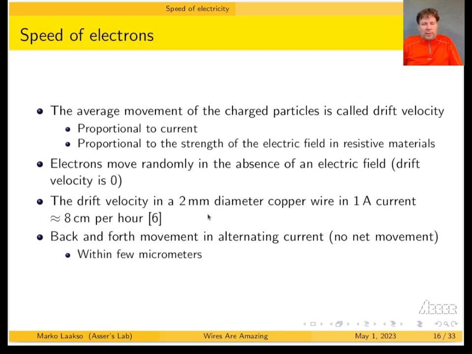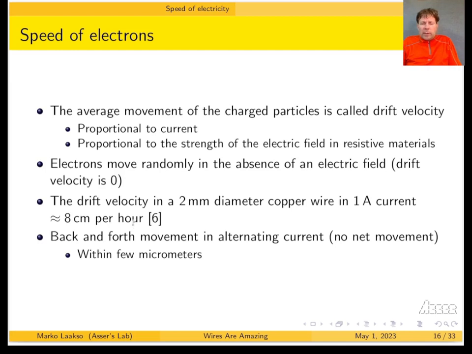So yeah, that's again quite intuitive for the relationship between the current and the voltage. Electrons move randomly in the absence of an electric field, so the net drift velocity is 0. If there's no electric field, there's no net current either.